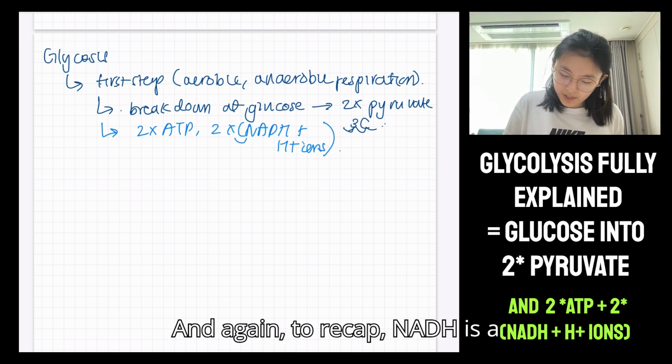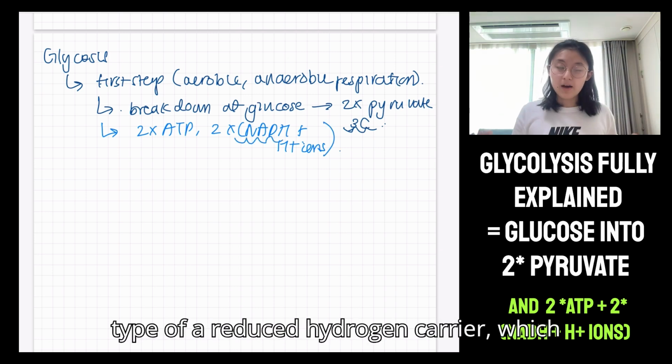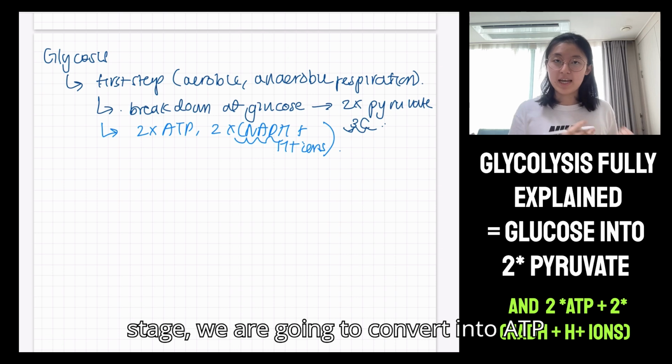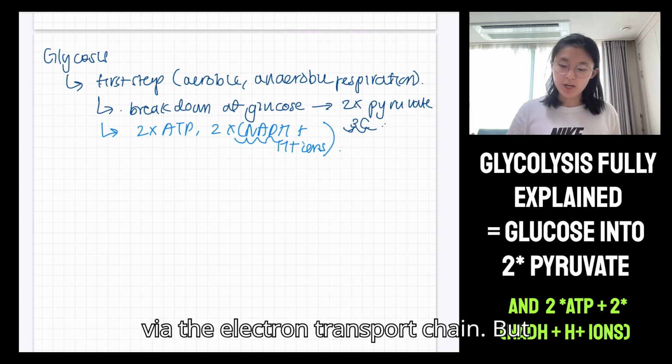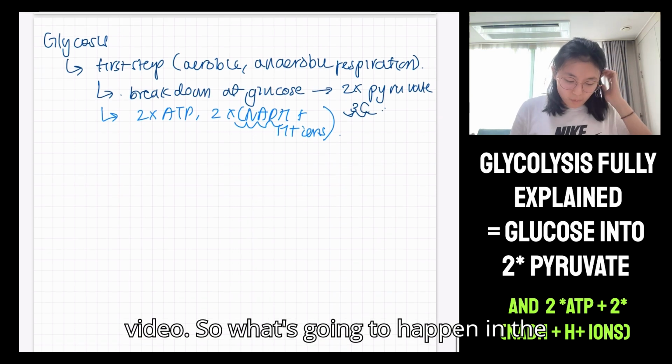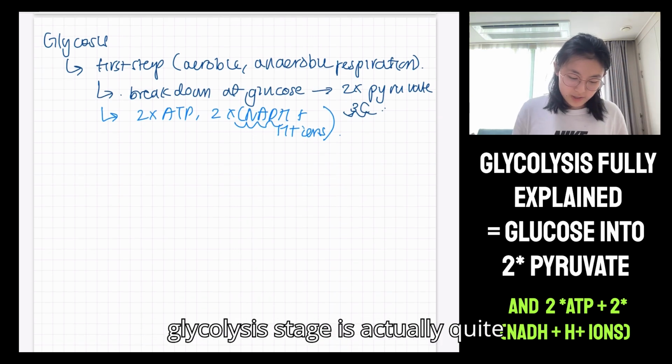Again, to recap, NADH is a type of reduced hydrogen carrier, which in the later oxidative phosphorylation stage we are going to convert into ATP via the electron transport chain. But then again, that is a lesson for another video. So what's going to happen in the glycolysis stage is actually quite simple.